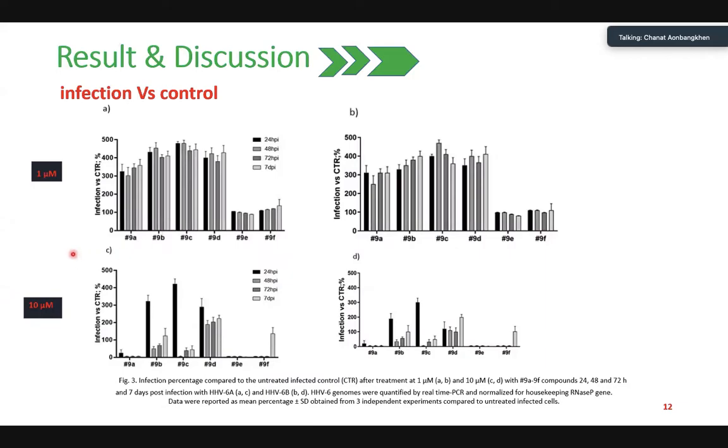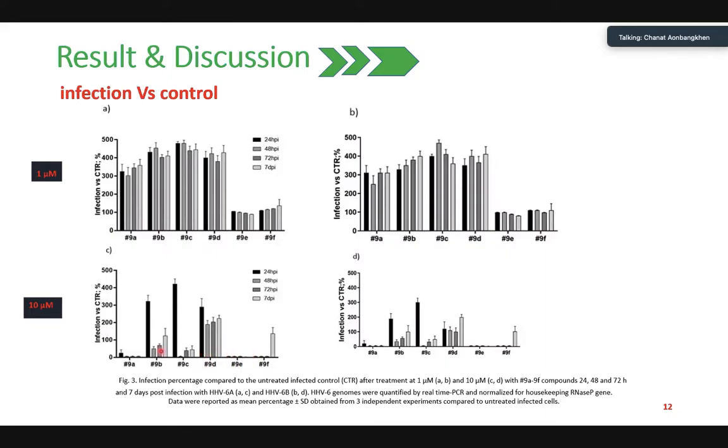The antiviral activity is being tested at 1 micrometer and 10 micrometer. Of course, we have nullified the 100 micrometer since there is cytotoxicity. Now for HHV6A, you can see that it's only 9E and 9F that show antiviral activity because there is reduction of the viral load. And the same thing for HHV6B. At 10 micrometer, 9A also joins 9E and 9F.